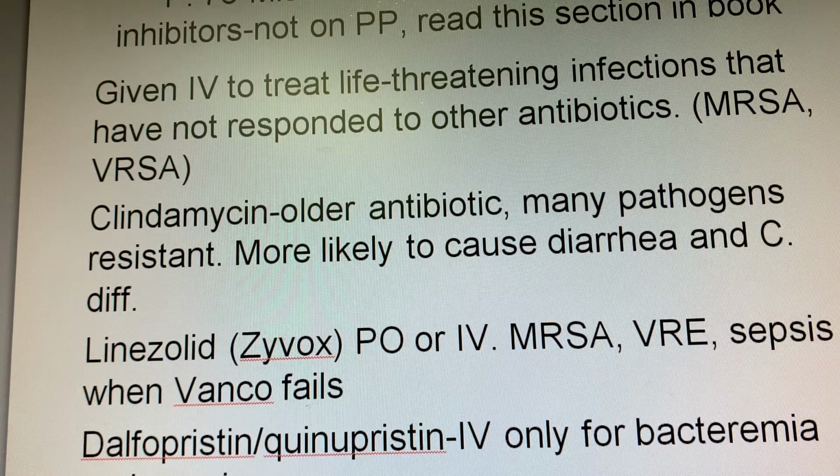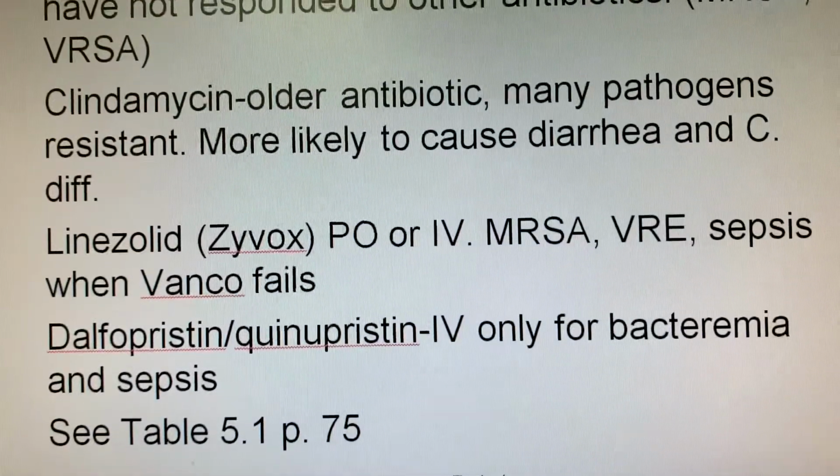It's also expensive. There's another one listed, dalfopristin and quinupristin. This is known as Synercid in its trade name, and it's IV only for very serious cases of bacteria in the bloodstream and sepsis. So make sure you read the nursing implications for each one of those drugs, because you will run into those occasionally.